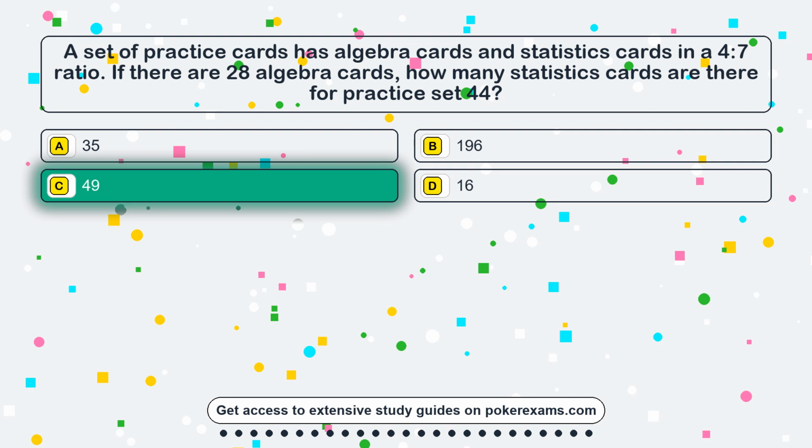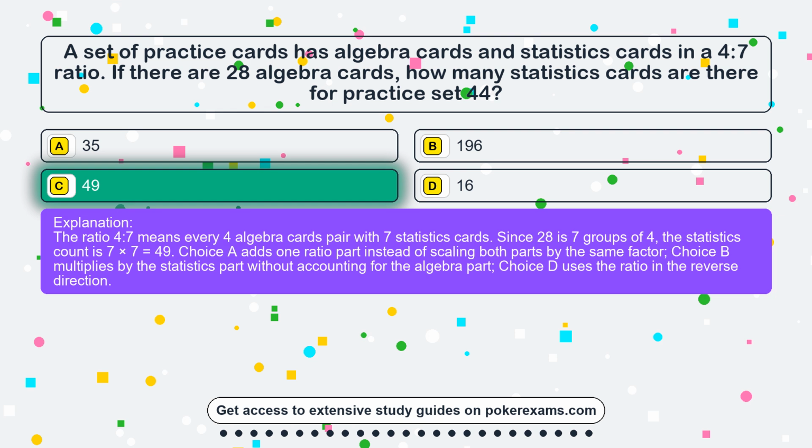The correct answer is option C, 49. The ratio 4:7 means every 4 algebra cards pair with 7 statistics cards. Since 28 is 7 groups of 4, the statistics count is 7 times 7 equals 49. Choice A adds one ratio part instead of scaling both parts by the same factor. Choice B multiplies by the statistics part without accounting for the algebra part. Choice D uses the ratio in the reverse direction.